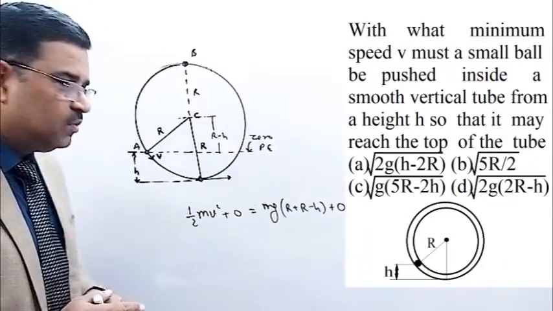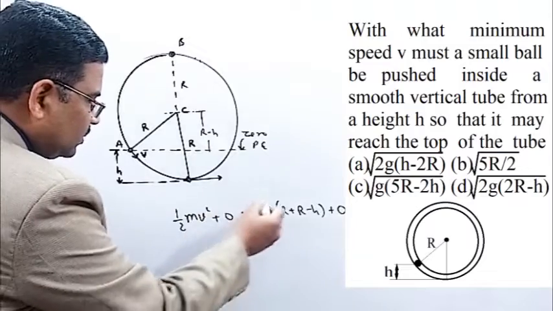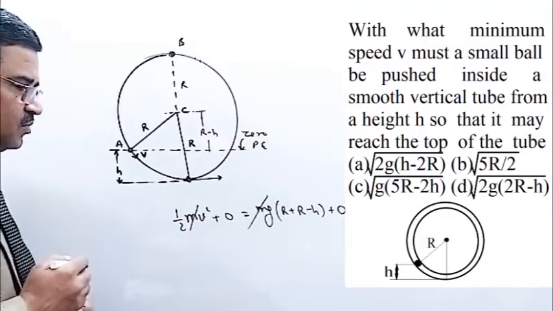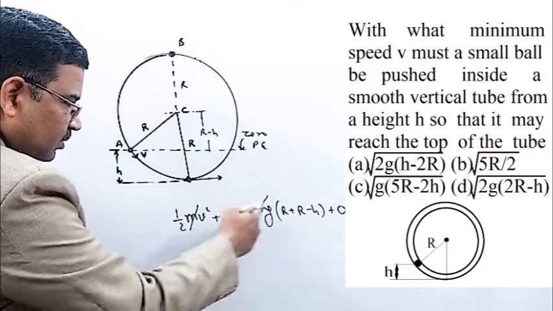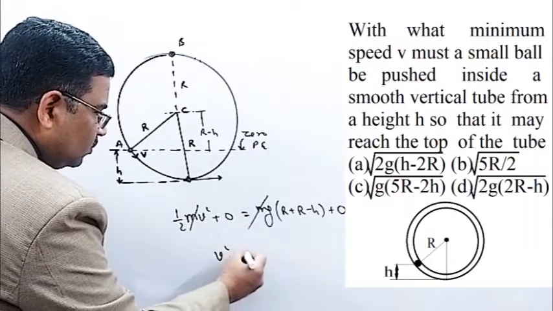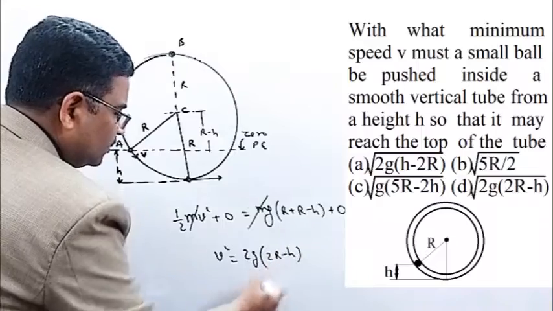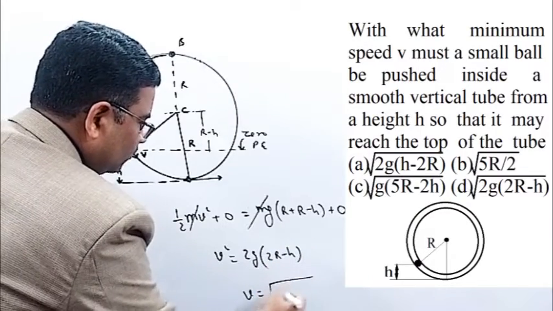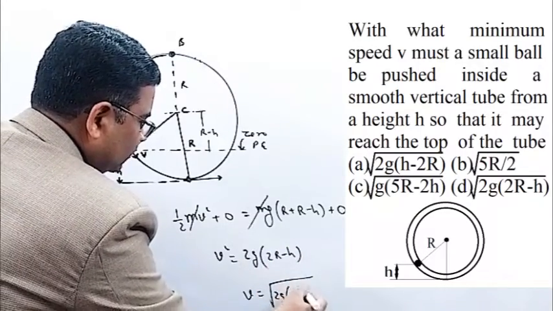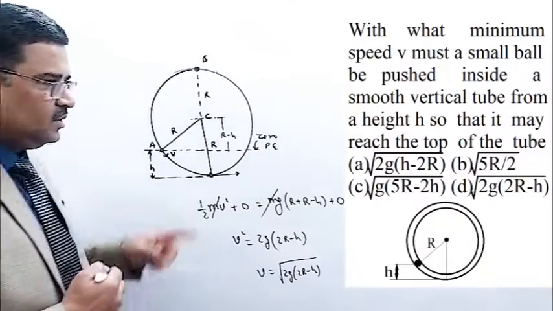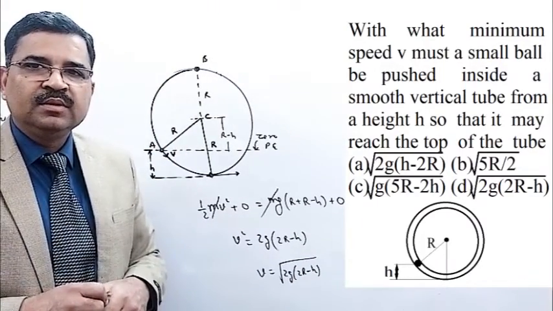Now we can solve this equation, and to solve the equation I can cancel mass from both the sides and I will cross multiply 2. So it is v square is equal to 2g, and in the bracket I have 2r minus h, so v is under root of 2g 2r minus h, and this option is given as option D.